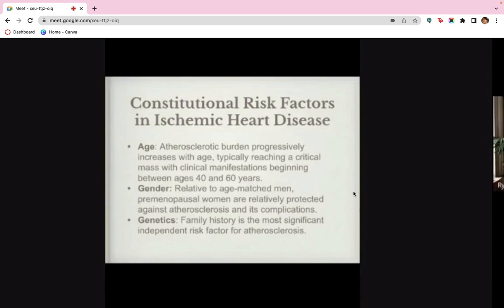Okay, usually pag after postmenopausal, kapag nag-stop na yung menstruation, okay, nagkakaroon na ng rapid increase. Okay, minsan na-exceed na niya yung mga kalalakihan when it comes to the risk factors of having an ischemic heart disease. Okay? And then we have your genetics. Okay? Family history is the most significant independent risk factor for atherosclerosis. Okay? Kasi alam naman natin, di ba, sinasabi nila, yung ibang mga sakit namamana natin. Just like with your familial hypercholesterolemia, okay, nagkakaroon tayo ng higher risk of having this type of disease due to a genetic factor.